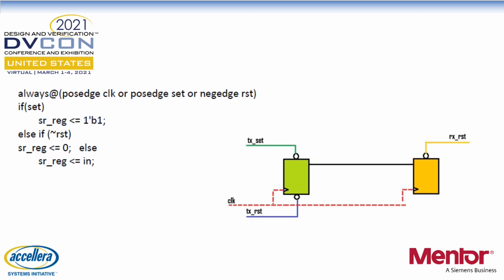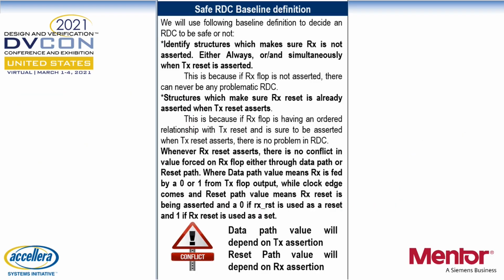Here you can see a sample code of a set reset flop, and this is the most common occurrence of a set reset flop we have seen in a design, where you can see there is a priority set and a secondary reset working on a negative edge. The set is working on a positive edge, as you might see. The equivalent circuit is presented along with it. We will use the following baseline definitions to decide whether an RDC is safe or not.